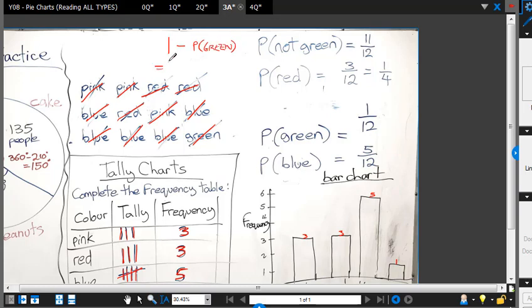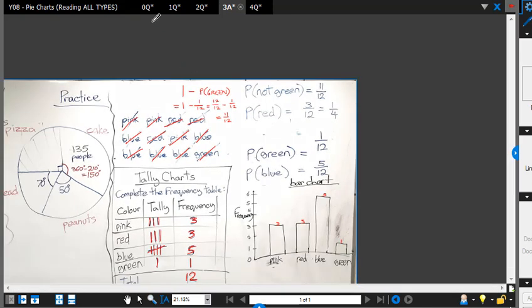That equals 1 minus 1 over 12. That equals 12 over 12. 12 over 12 is 1, isn't it? Yeah. Minus 1 over 12. That's 11 over 12. Or you can just count them and get 11 over 12. Fine. That's that.